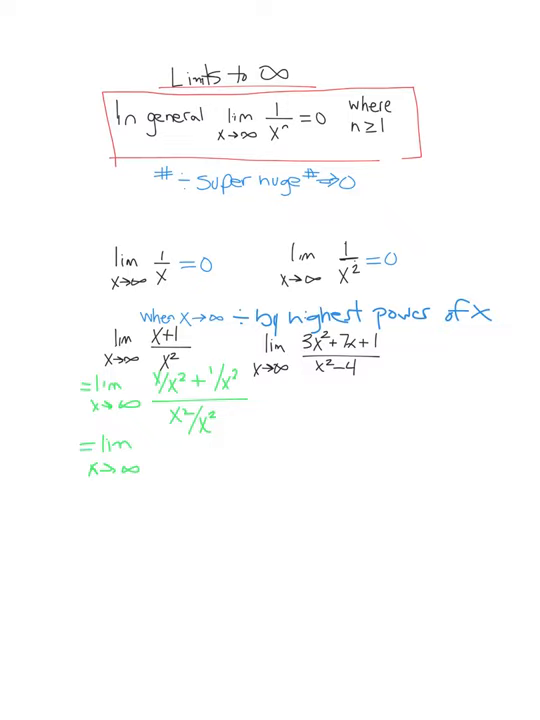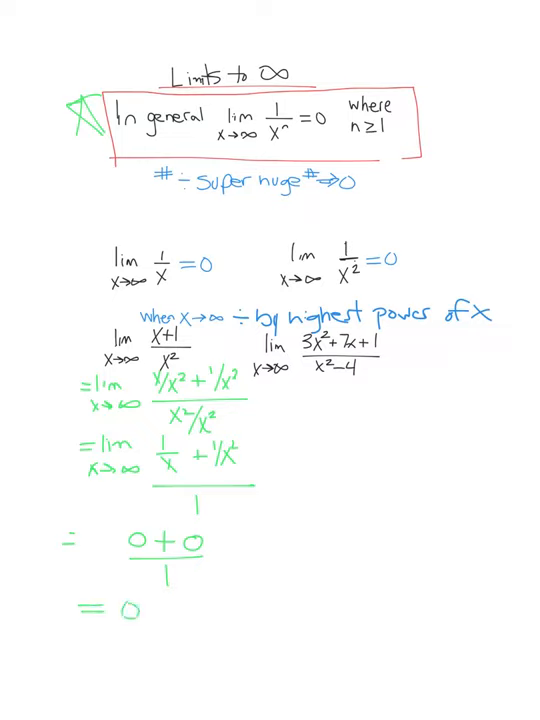So the limit as x approaches infinity, x over x squared is 1 over x, plus 1 over x squared, which can't be simplified at all, divided by x squared over x squared, which is 1. And now I can take a look at the formula that we talked about up here, or the fact that the limit as x approaches infinity of 1 over x to the power of n is going to equal 0. So I now have 1 over infinity, which is 0, plus 1 over infinity squared, which is 0, divided by 1, and 0 plus 0 divided by 1 is 0.